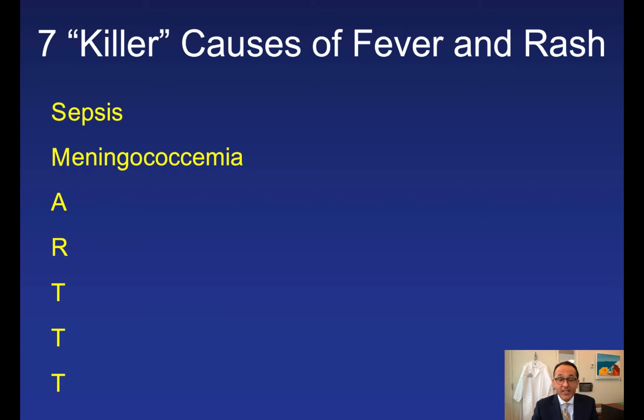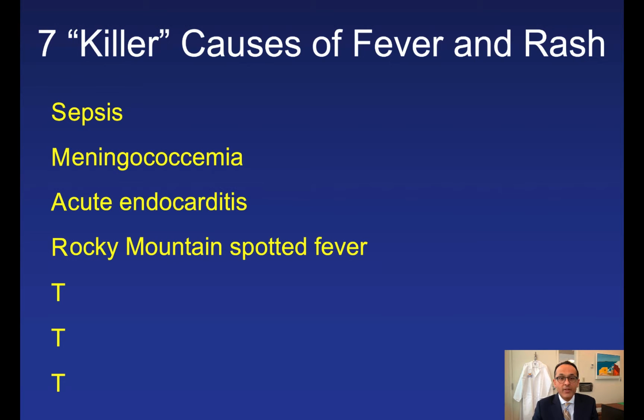Second is meningococcemia, especially when you see a patient who now is developing petechiae. Acute endocarditis can also give a fever and rash. Again, when you see petechiae, that's something that you should be concerned about.